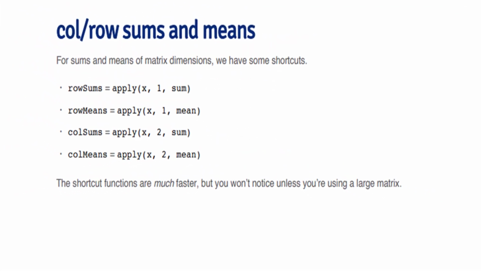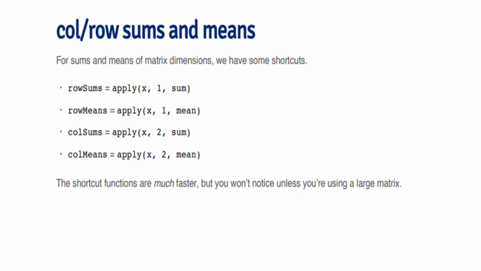Now for simple operations like calculating the sum or the mean of a column or of a row, there are special functions that are highly optimized to do this very quickly. For calculating the row sums and row means, there are the functions rowSums and rowMeans. Similarly, there are colSums and colMeans, which do the same thing for the columns. These are equivalent to using the apply function, but they are very much faster than using apply because they are optimized specifically to do those operations.